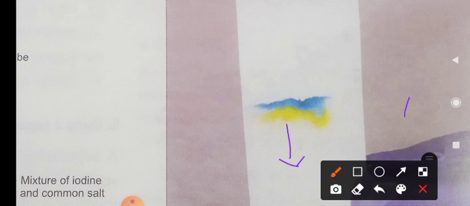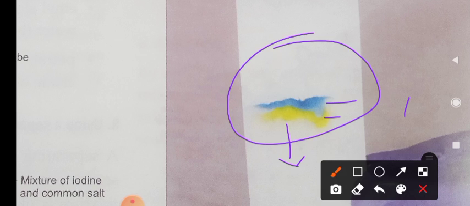In this method, the array of colors is formed on the chromatography paper, no? That is called a chromatogram. In chromatography, the adsorbent part, that is this paper, is called the stationary phase, and the solution and solvent which is kept in the beaker is called the mobile phase. Do you understand this method, children?